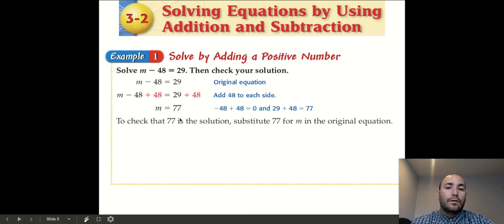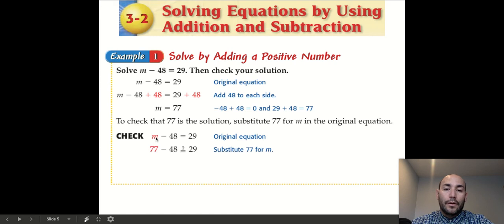Well, I should probably check my solution to make sure it actually works. One nice thing about these types of problems is it's very easy to check your solution. So let's go ahead and do that. 77 is the solution that we think is going to work. So I'm going to take my original equation. If m equals 77, then if I substitute 77 in there, it should make the equation true. So I substituted m with 77.